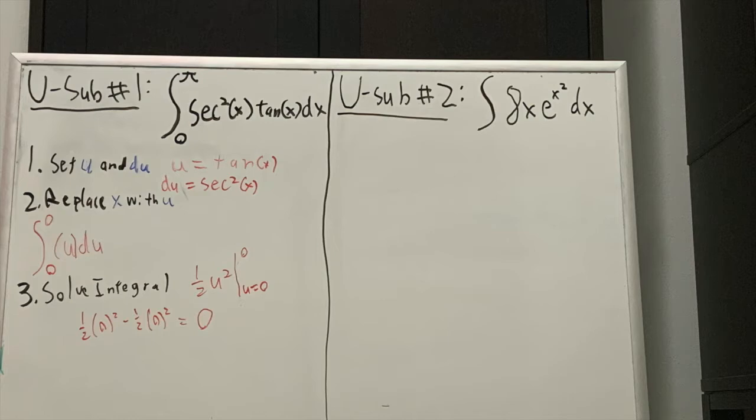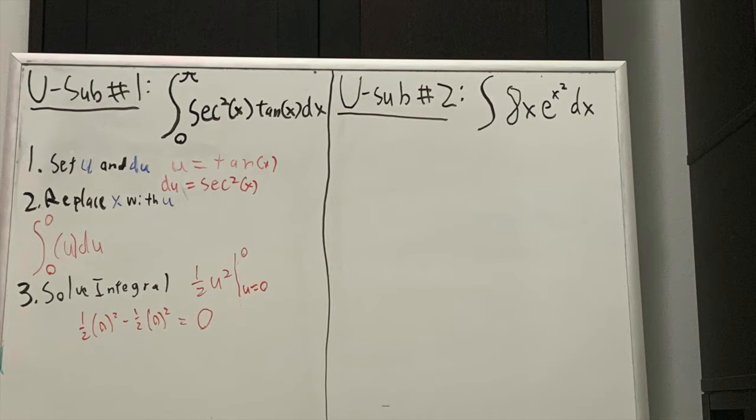Okay, now that the song is done, I still need to do 3 more examples, because that's what the rubric says. So the first example is another U sub. The third example, I guess, is another U sub. It's the integral from 0 to pi of secant squared x times tan x dx.